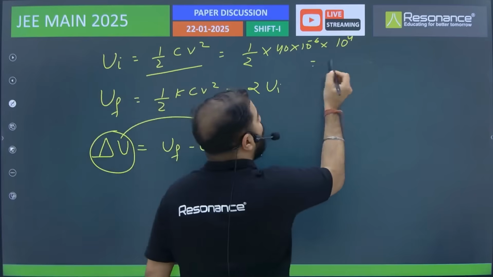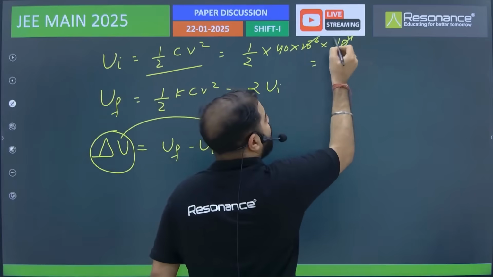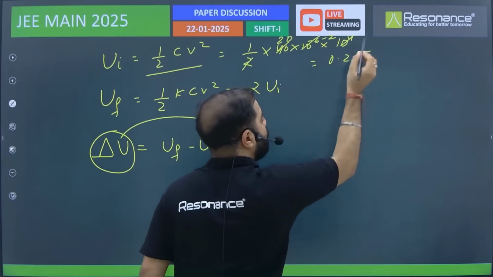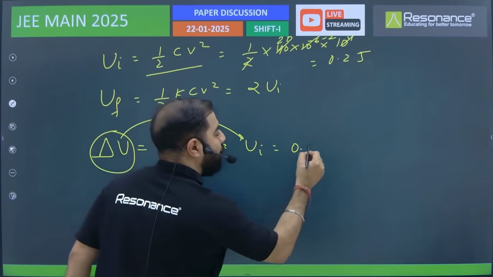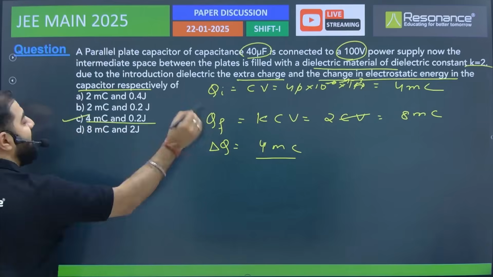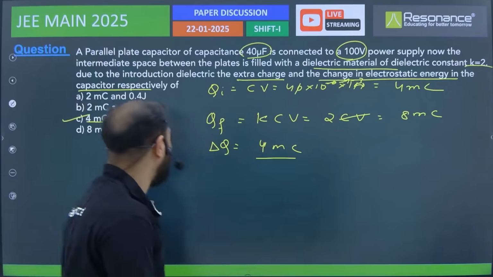So the value of change in electrostatic potential energy is UI only. What is the value of UI? Let's check. Minus 6, minus 4, minus 2. That's 20, that's 0.2 joules. So the answer here is 0.2 joules. That's option C. Let's go for the next question.